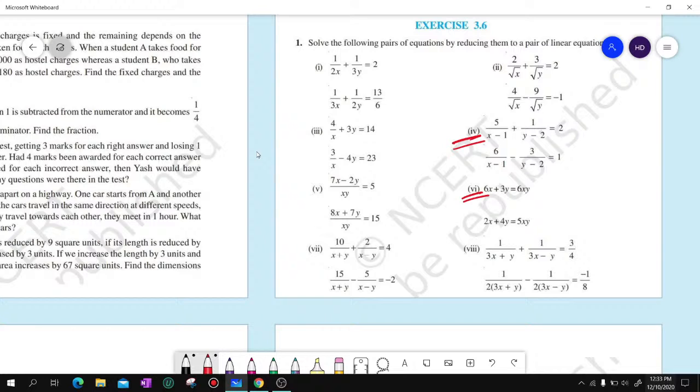The fourth and sixth questions are important, and these two questions are only asked for 4 marks. So the chance of being asked in the question paper is more than 90%.